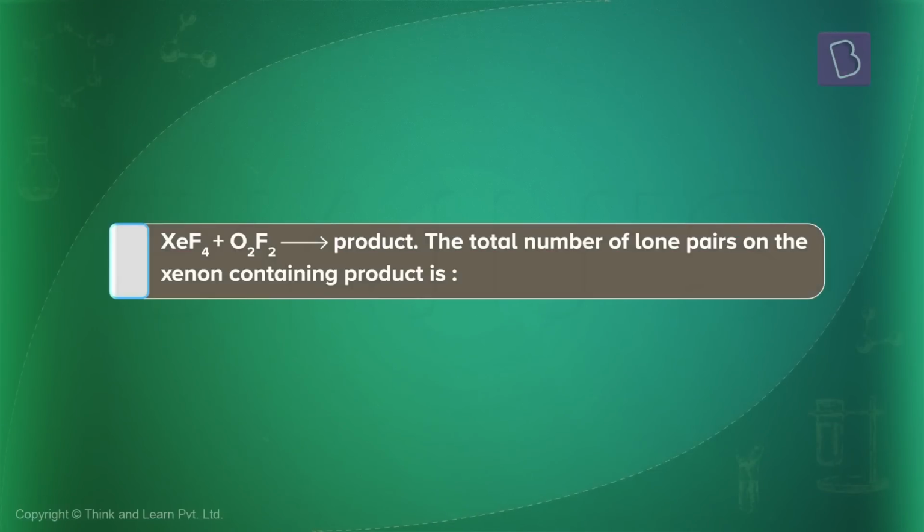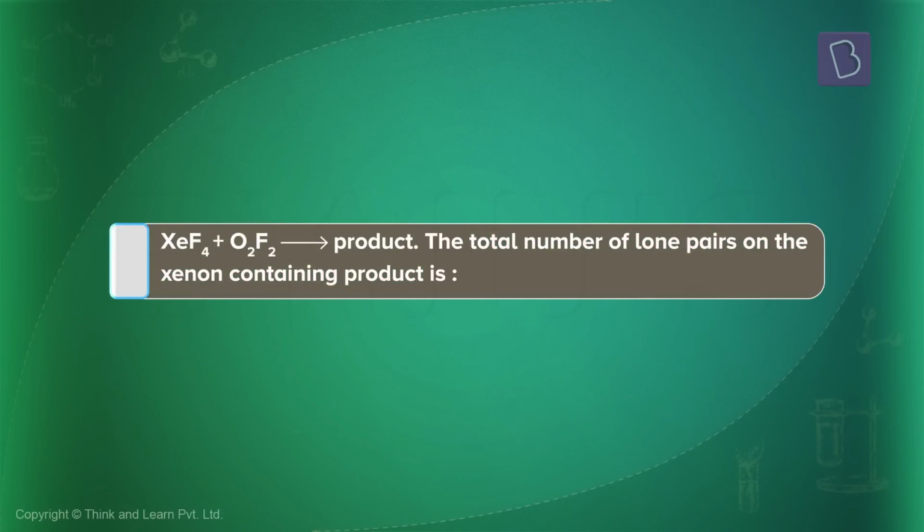Here's a question that expects a numerical input as the answer. Now, this question is from the fag end of P block, which is group 18 elements, xenon compounds. It's an interesting question. Let's see what it says. You have XeF4, you start with that. You react that with O2F2 and you get some product. Now, you need to find out the total number of lone pairs of the xenon containing product.